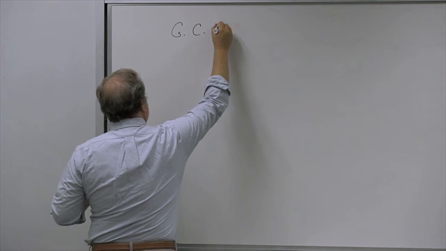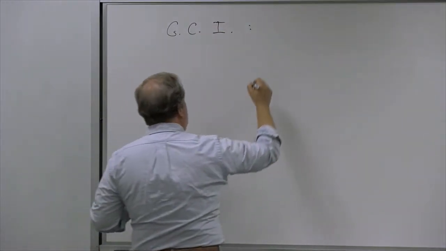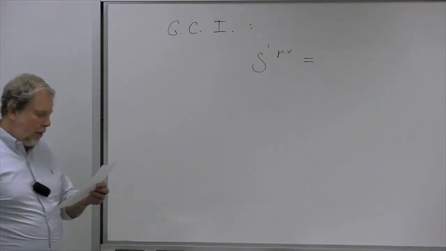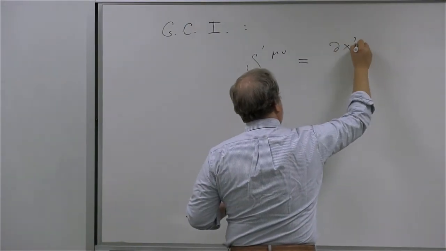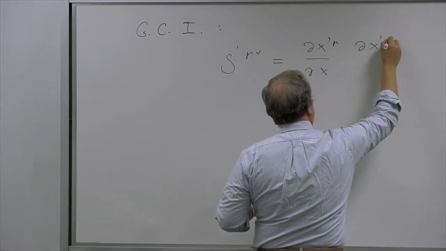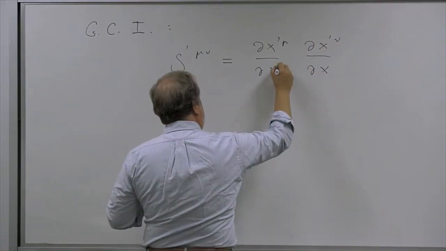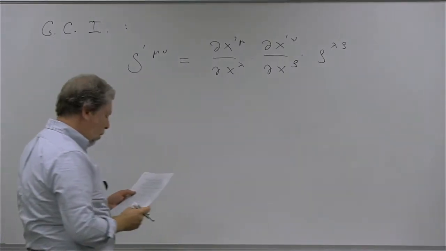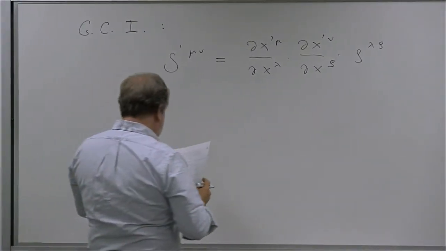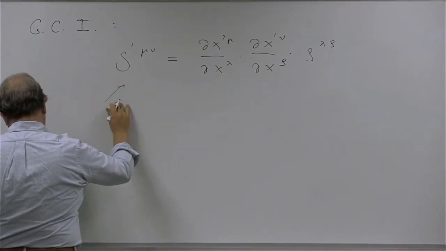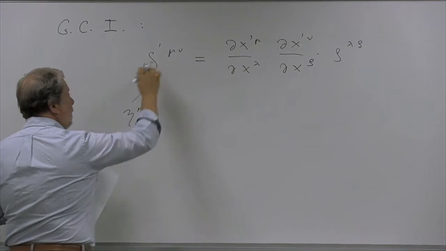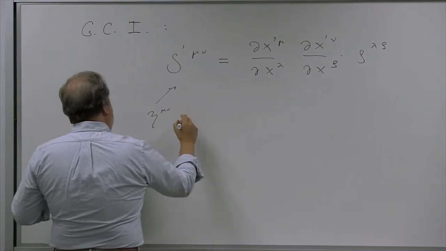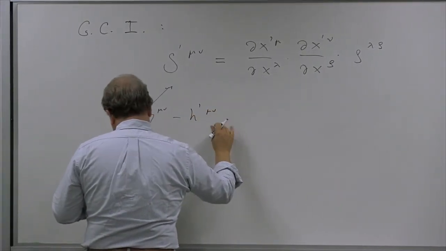So general coordinate invariance means, in the original form, that g prime mu nu transforms in a way that involves some derivatives: dx prime mu by dx lambda and dx prime nu by dx rho, and this is then g lambda rho. It transforms according to the product of these things. Except that in our case, this quantity here is eta mu nu. Remember, this is the inverse metric. It has the indices upstairs. So as a result, this is eta mu nu minus h prime mu nu.